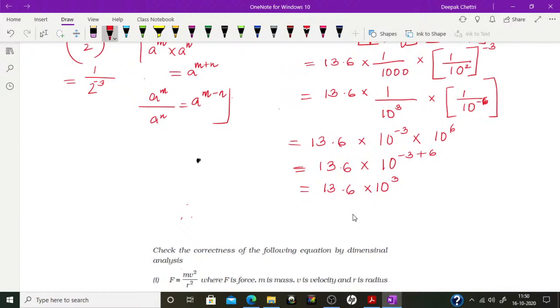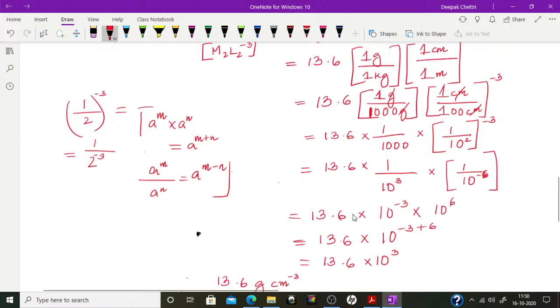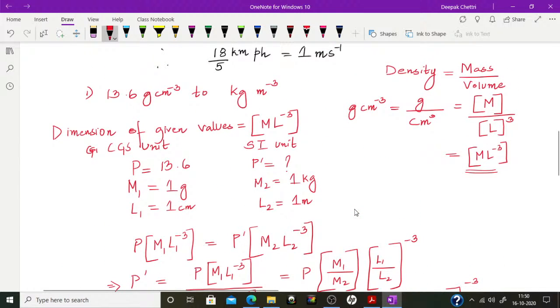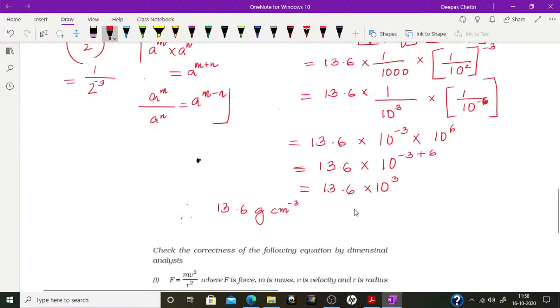That means 13.6 gram per centimeter cube will be 13.6 into 10 to the power 3 kg per meter cube. Is it clear? Yes or no?